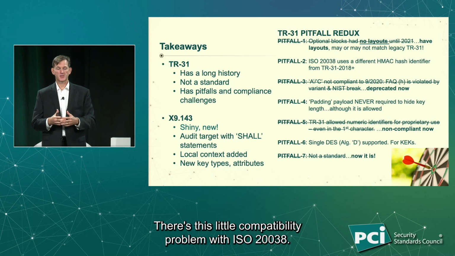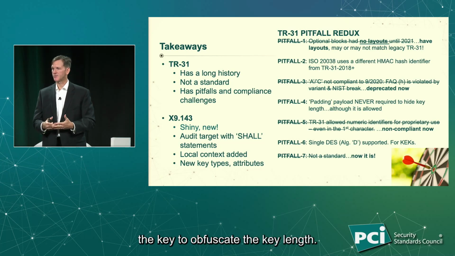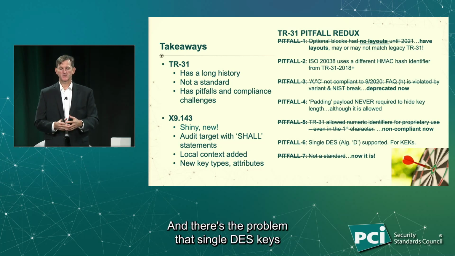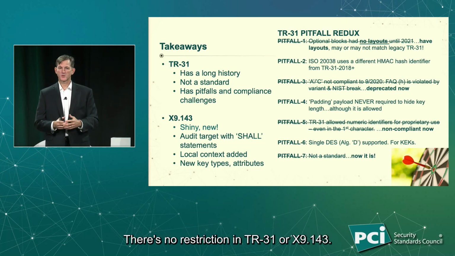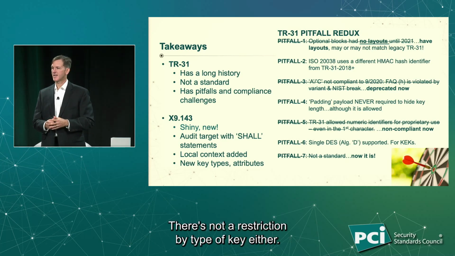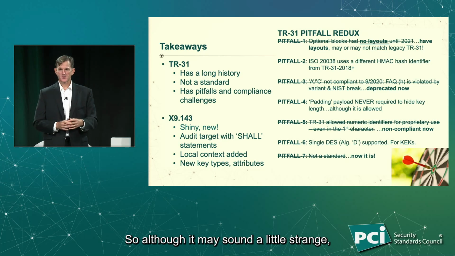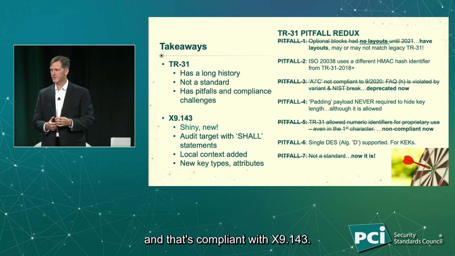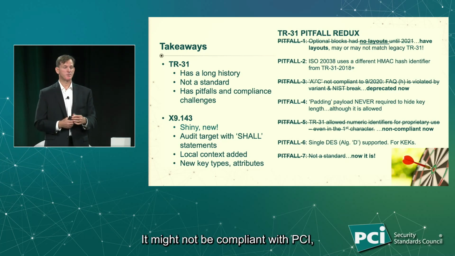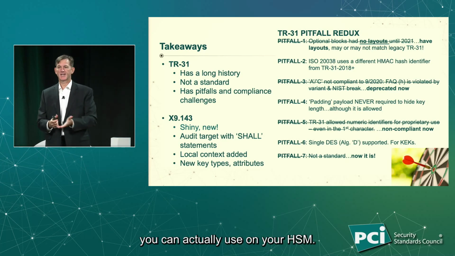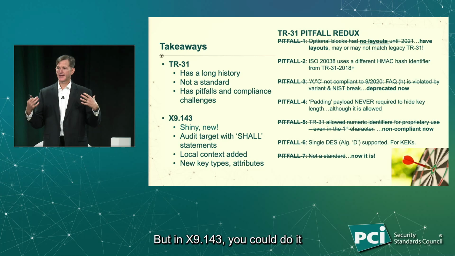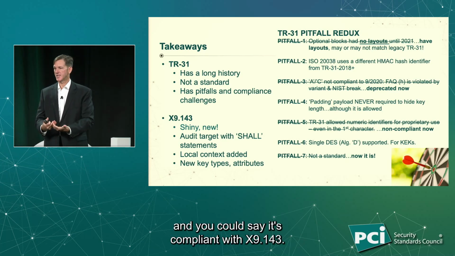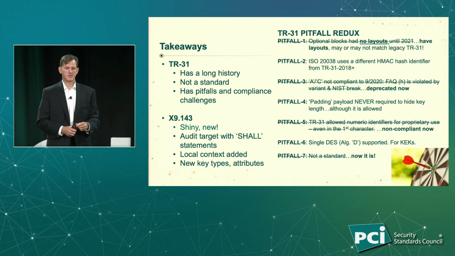But there are still a few pitfalls that aren't resolved. There's this little compatibility problem with ISO 20038. There's the problem with padding the key to obfuscate the key length. And there's the problem that single DES keys are still supported. There's no restriction in TR-31 or X9.143. There's not a restriction by type of key either. So although it may sound a little strange, you can define a single DES KEK in TR-31, and that's compliant with X9.143. It might not be compliant with PCI, might not be something you can actually use on your HSM, but in X9.143, you could do it, and you could say it's compliant with X9.143.